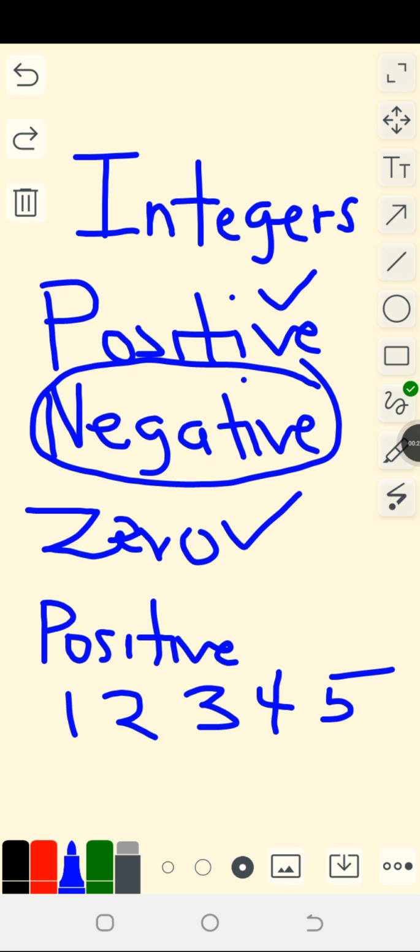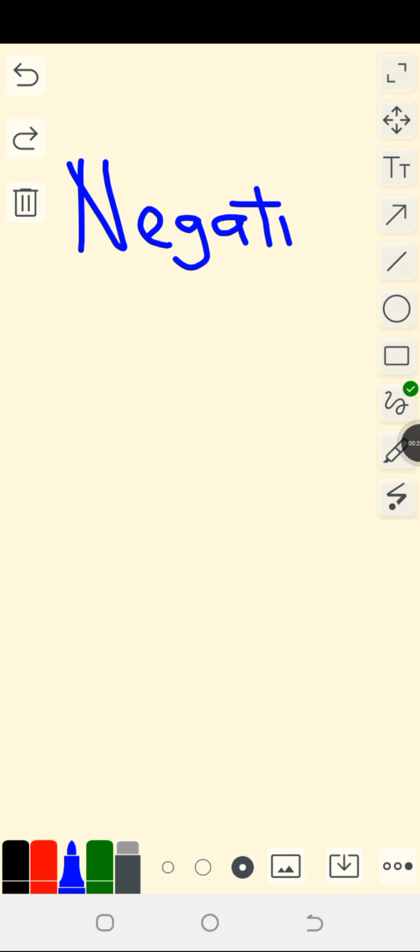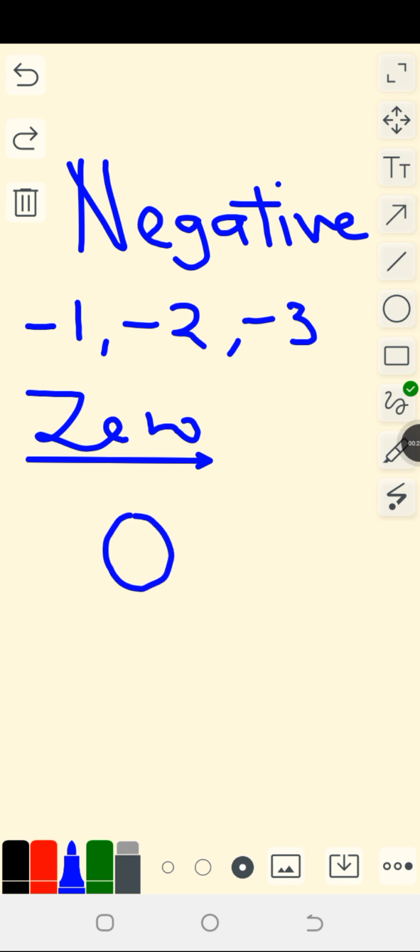Those are positive integers. Now the other one, negative integers. Negative integers are natural numbers that consist of negative numbers, -1, -2, -3, and so on and so forth. Now the last one, which is 0, so 0 is 0. So that is an example of 0 as a number, or you say nil, nothing. The number does not have an effect when it is being added or subtracted from something.